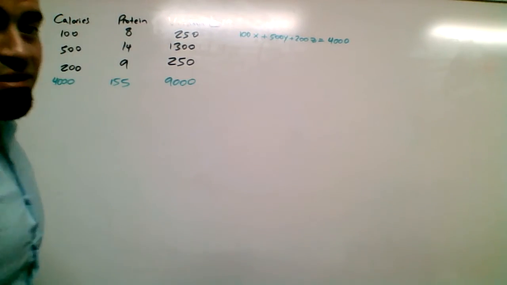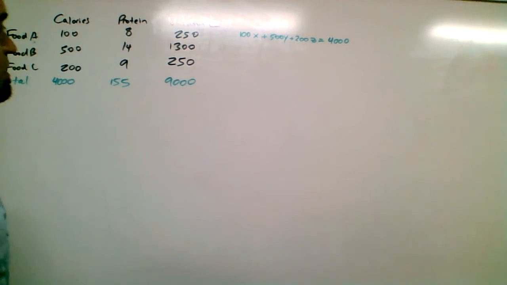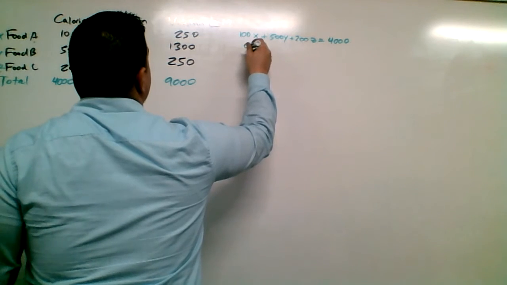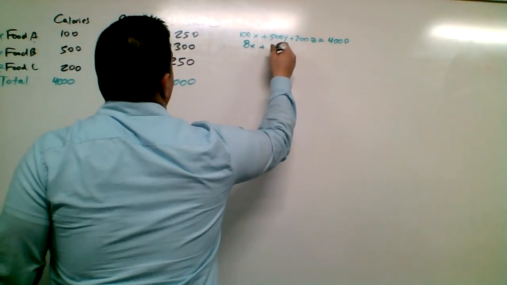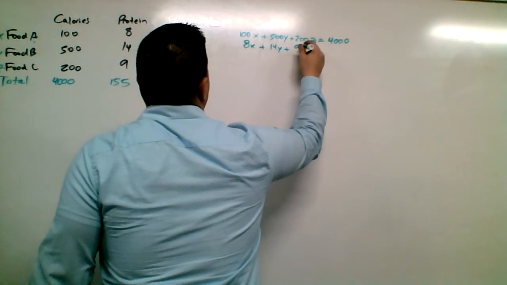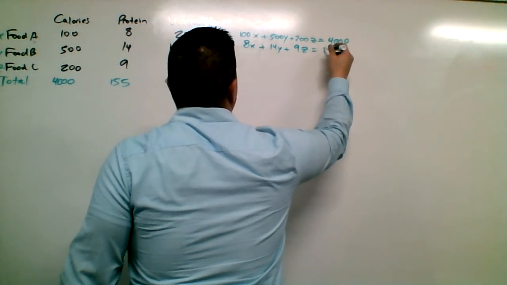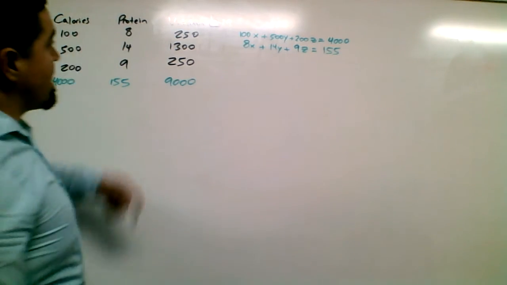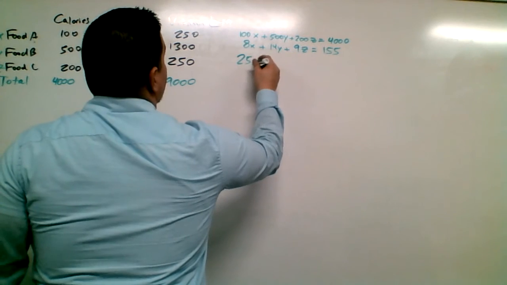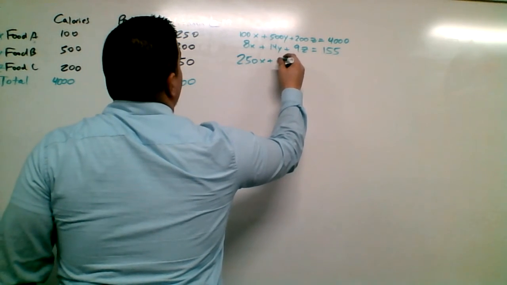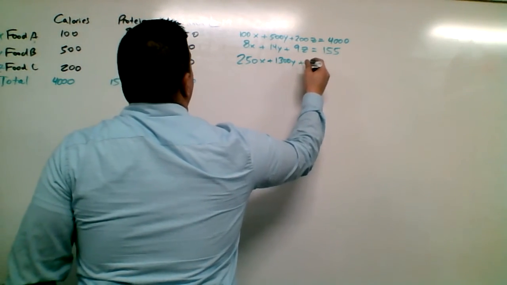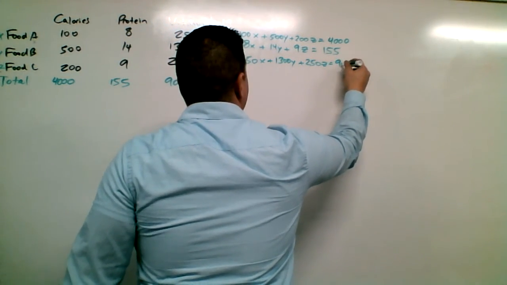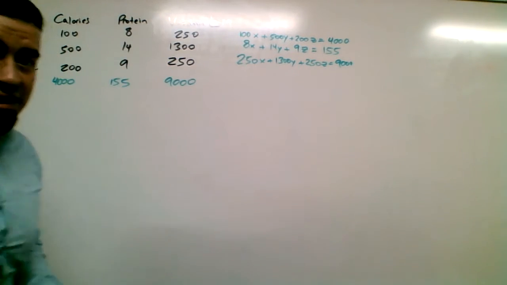So I'm going to make up a similar equation for protein, right? Because this is an equation for calories. So now we're going to do an equation for protein, which is 8x plus 14y plus 9z equals the protein I want, which is 155 grams. Then I'm going to make a third equation for vitamin C, which will be 250x plus 1300y plus 250z equals 9,000. Okay, so we set this up.